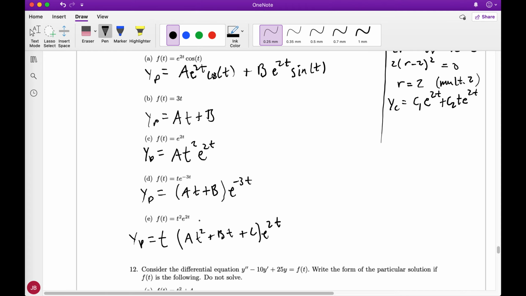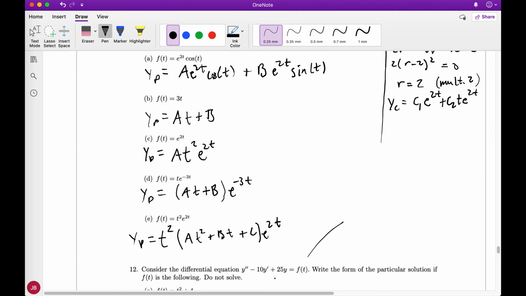So one factor of t was not enough. We actually need 2. And now if you expand everything out, the worst you'll do is c times t squared e to the 2t. The rest of these are higher powers of t, and none of those are represented in our complementary.